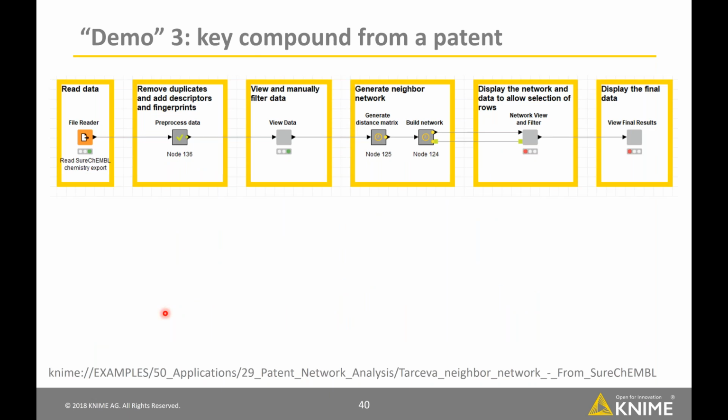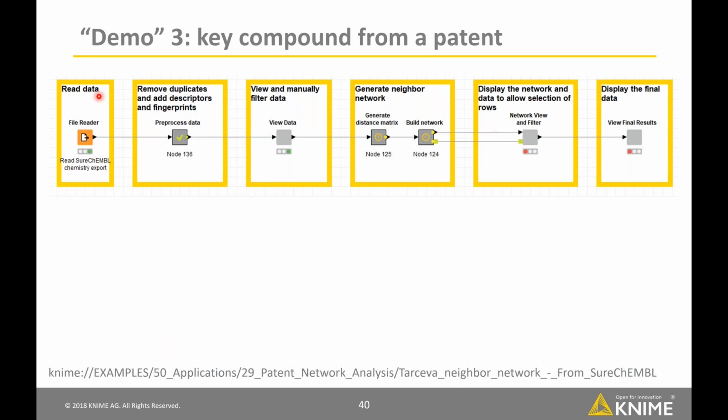This next workflow is also from the public server. This is a somewhat more involved one. This is looking at another very common use case, which is identifying the compound in a patent. Again, there is not a single right way to do this. This is just an approach to doing it.